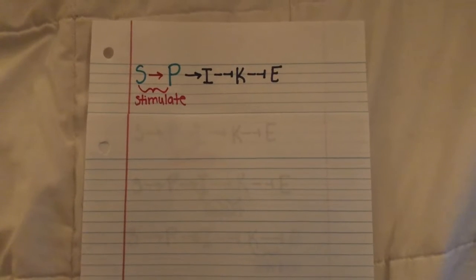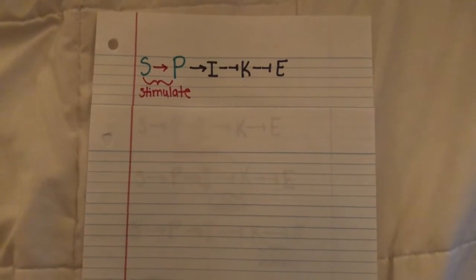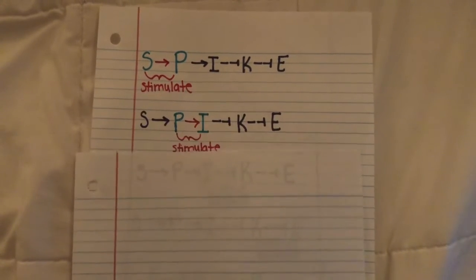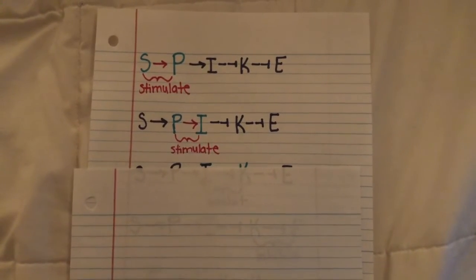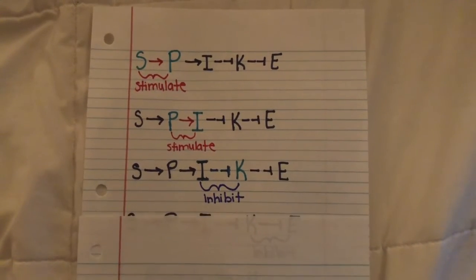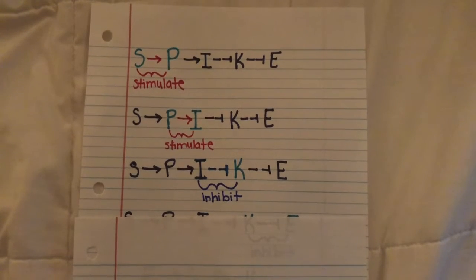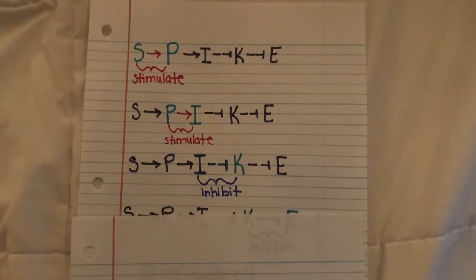The S gene, if produced, will then stimulate the transcription of the P gene, and the produced P gene will then stimulate the I gene. I will not stimulate, though. If it is produced, then it will inhibit the transcription of the K gene, which will in turn have the ability to inhibit the E gene.